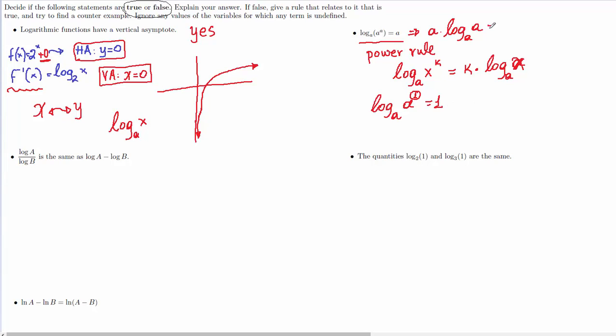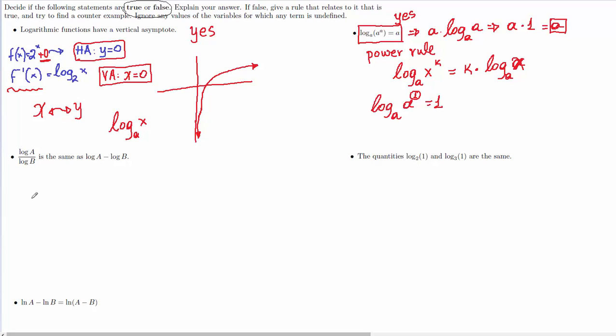So coming back to our expression, this is going to be nothing else than a times 1. So the answer is a. So yes, the answer for the second question is yes. Actually, what I want you to memorize from now on is that in general, this is considered one of the rules of the logarithms.